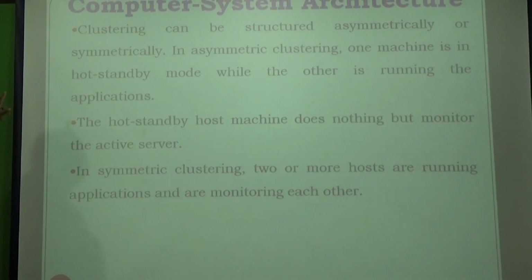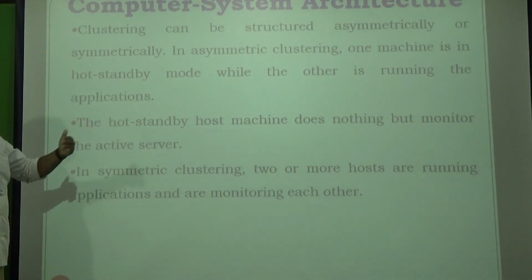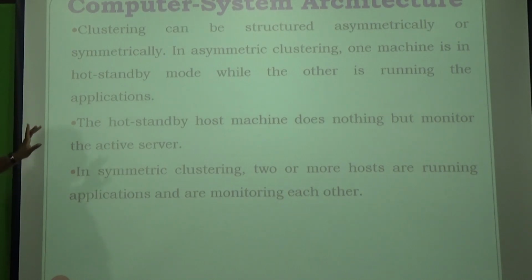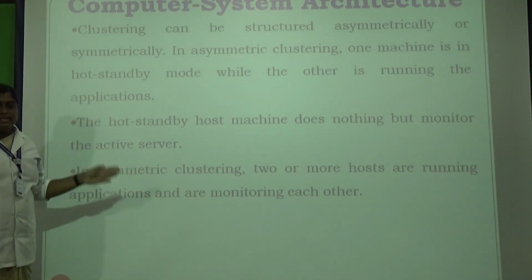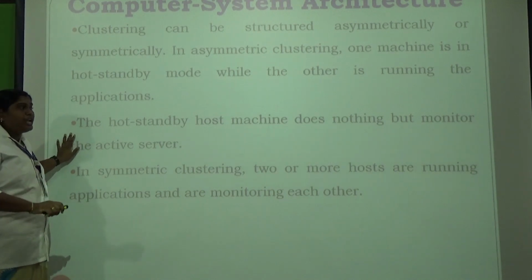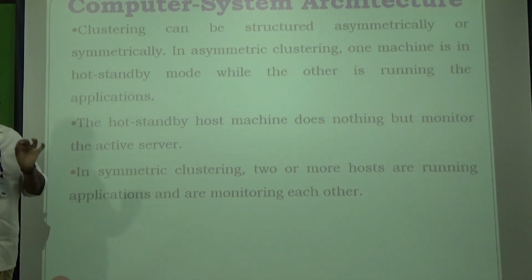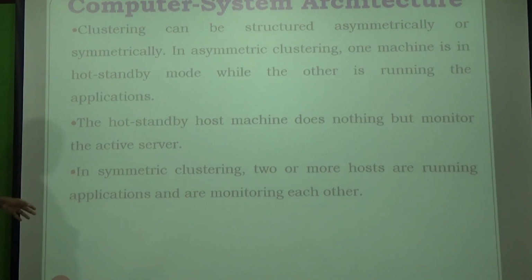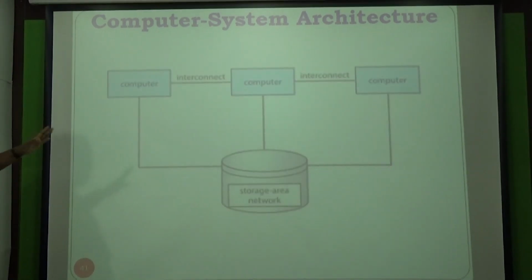One machine is in what is called hot standby mode, right? While the other is running the application. The hot standby is going to monitor all the rest of the applications running on the other systems. So this hot standby host machine does nothing but monitor. It is not going to do any of the work. Its work is mainly to monitor all the other systems. So two or more hosts are running continuously, connected together.